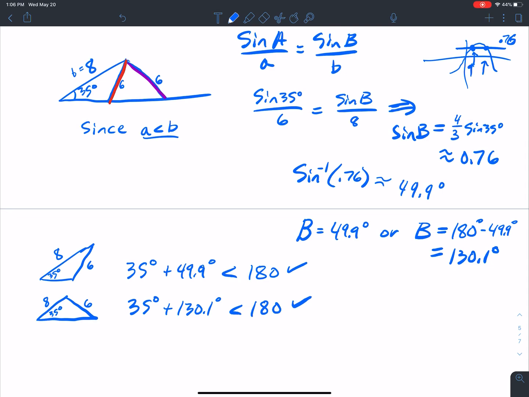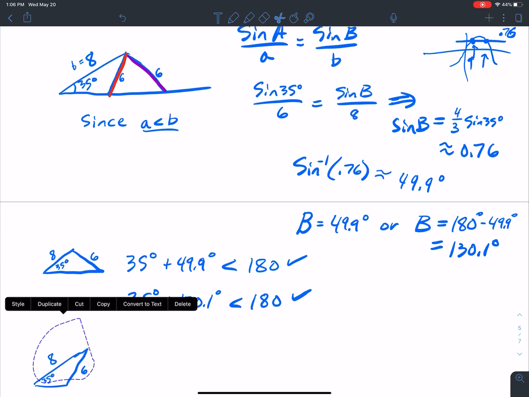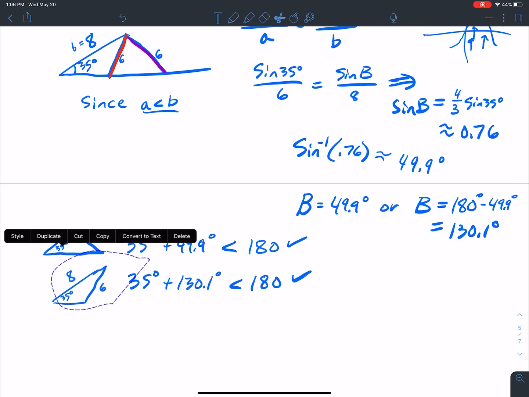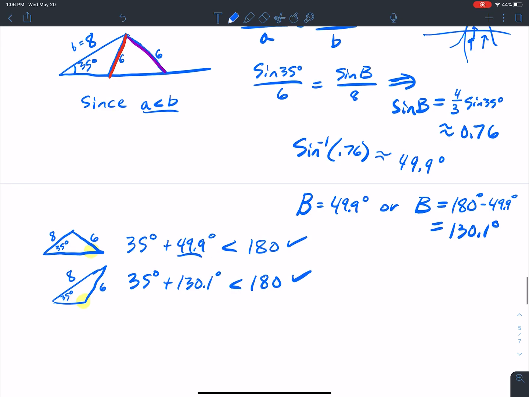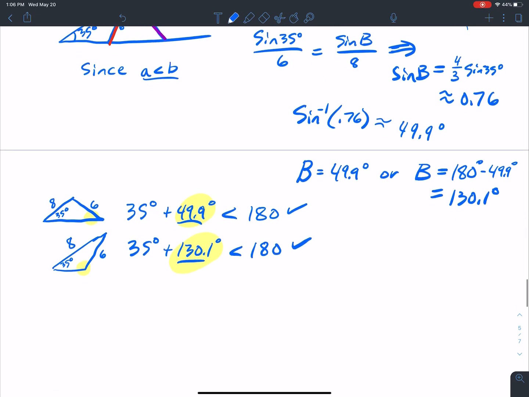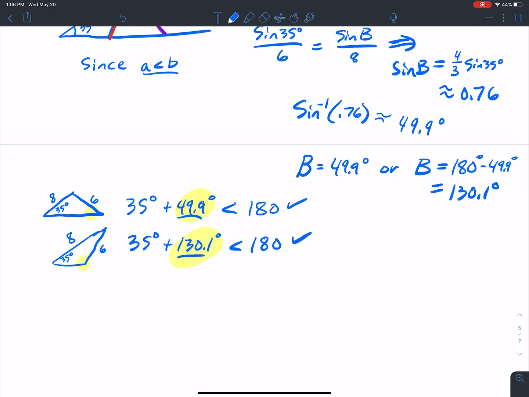Actually, I've swapped these around in the wrong place. This one is actually going here, and that one goes there. This is my angle B. That's my angle B. So that's the two pictures there. So we've got two results.